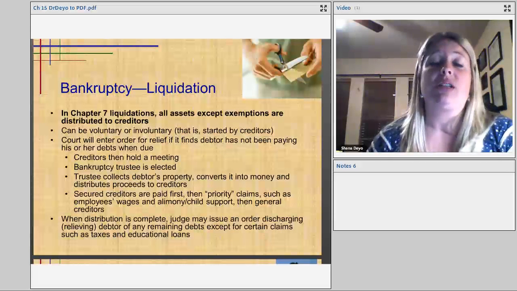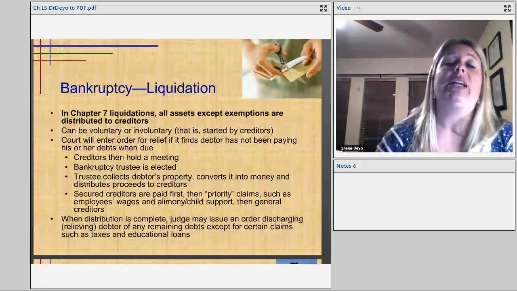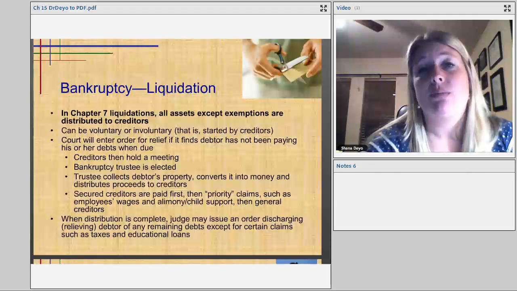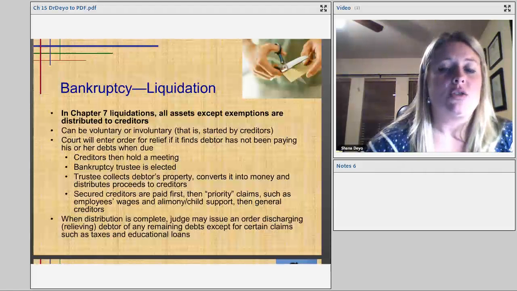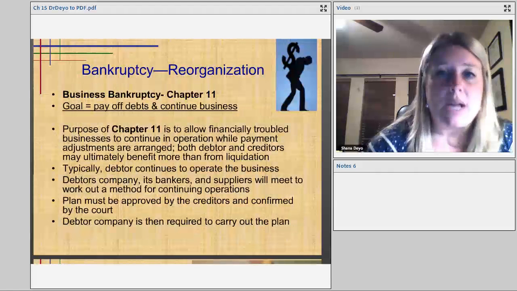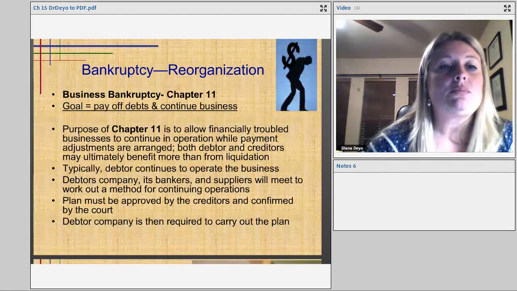So there's nothing for them to take back. They're going to make you sell any larger items that you have that you can make money on to pay the creditors. So it is essentially a complete liquidation of that debt.